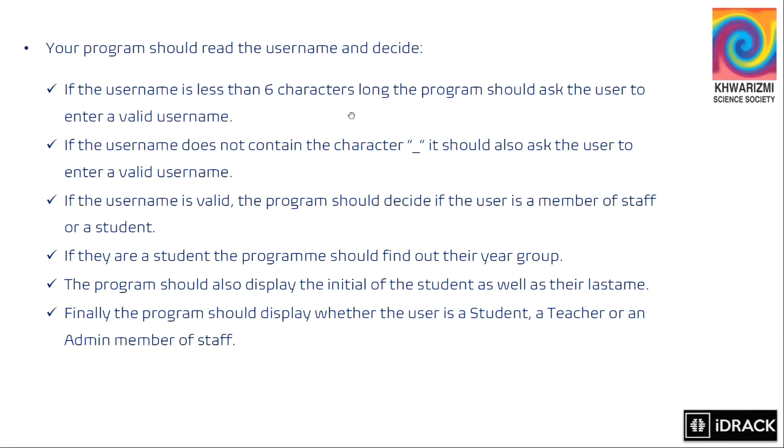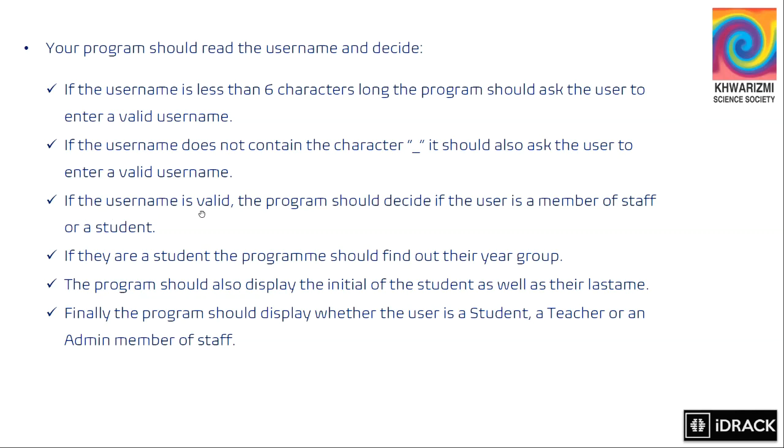Okay. The second check, if the username does not contain the character underscore, should ask the user to enter a valid username. Now, again, you need to check the string that they entered to see if it has underscore. If it does not, then you need to ask the user to re-enter. Okay, tell them that they've not entered the correct username and to re-enter it.